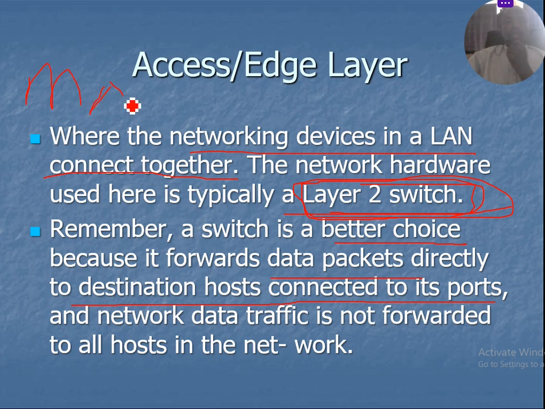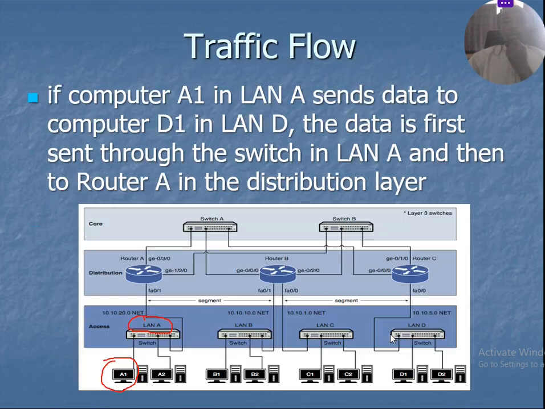Here in this access layer, a layer 2 switch is more desirable, because layer 2 switches can use the MAC address, the media access control address, to make their routing decision on where to deliver the data packets, the destination where to deliver the data packets. So here it's more advisable to use layer 2 switches. Is that okay? Layer 2 switch.